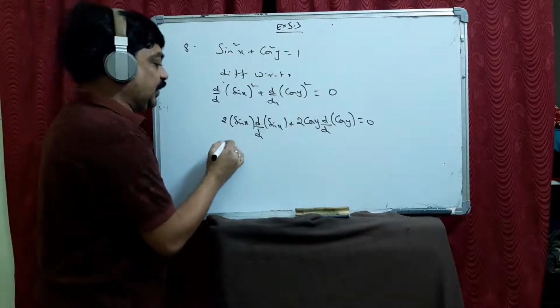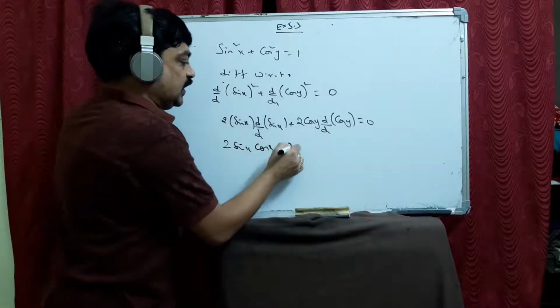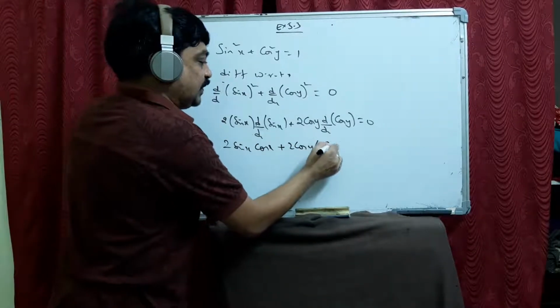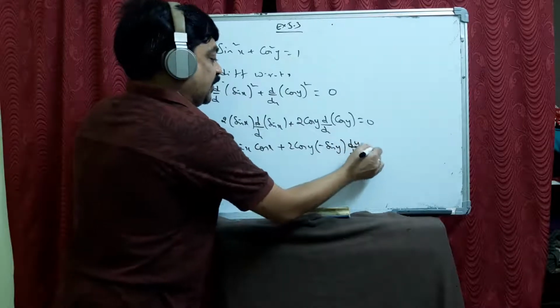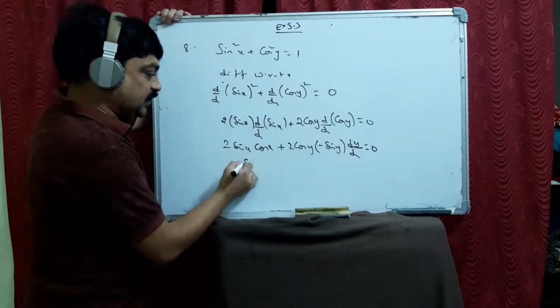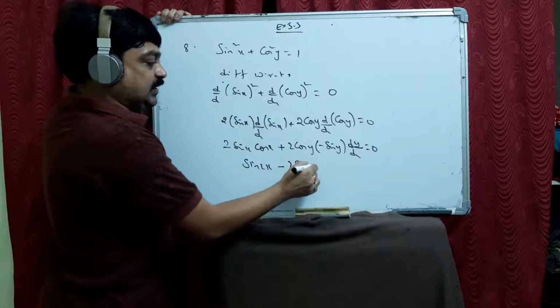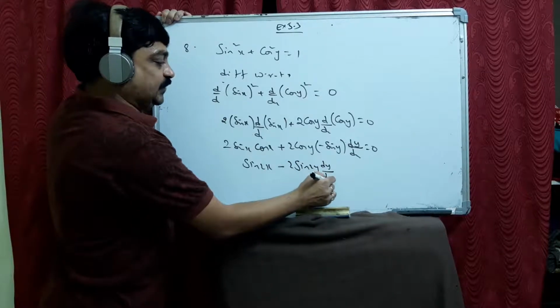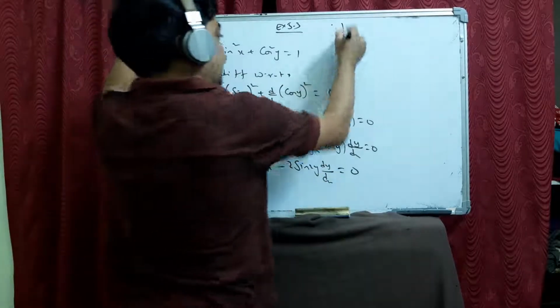Now it becomes 2 sin x, derivative of sin x is cos x, it becomes 2 cos y, derivative of cos y is minus sin y into dy by dx, don't forget to write dy by dx. So we need dy by dx, but before that it becomes sin 2x and it becomes minus sin 2y dy by dx. So let us keep dy by dx term to the left side.